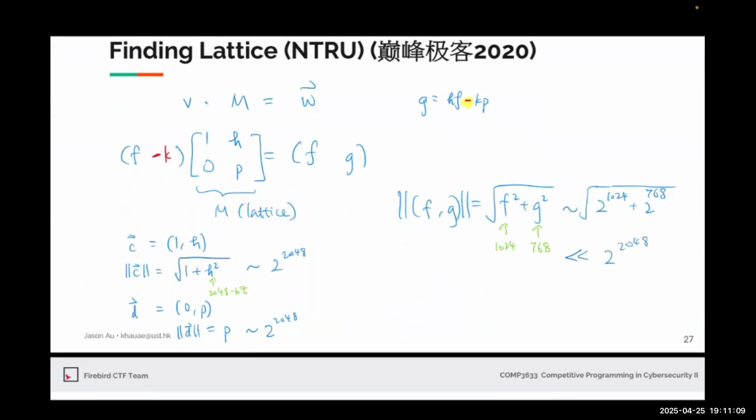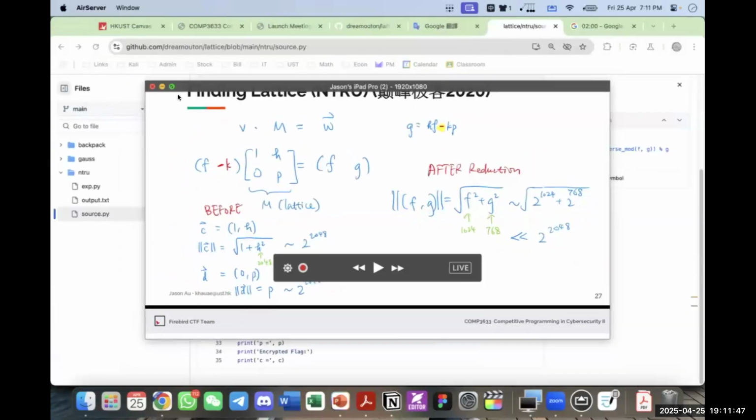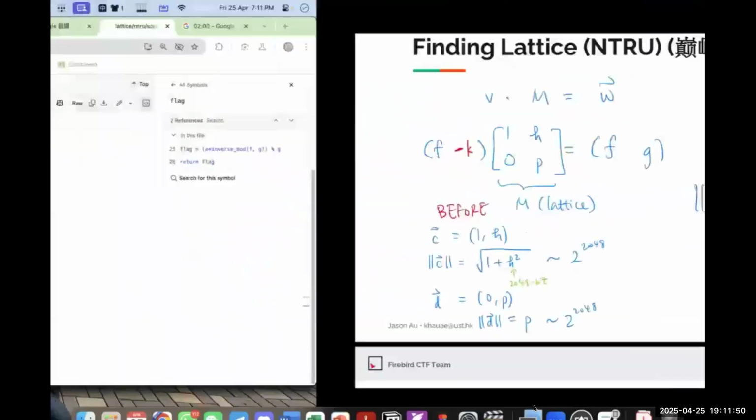So this is before, and this is after reduction. We see that this is much, much shorter than the lattice basis before the reduction. So our target is to reduce this matrix. Okay, so we have a program to reduce this.